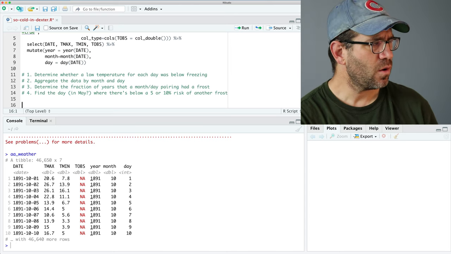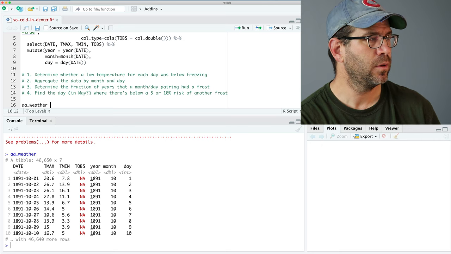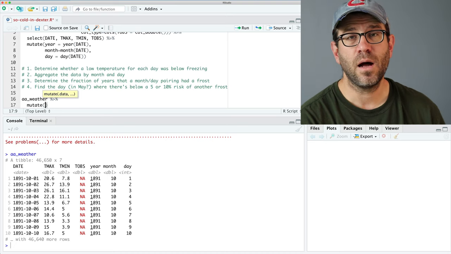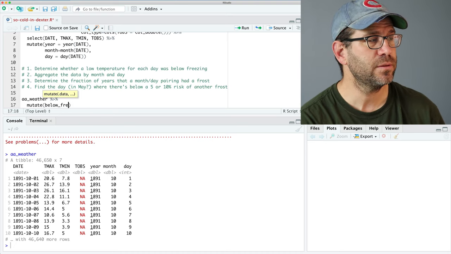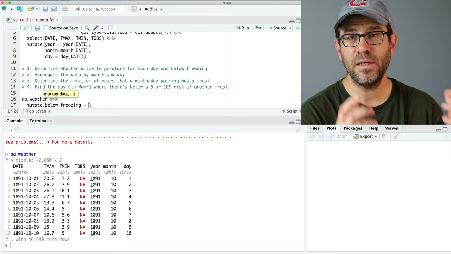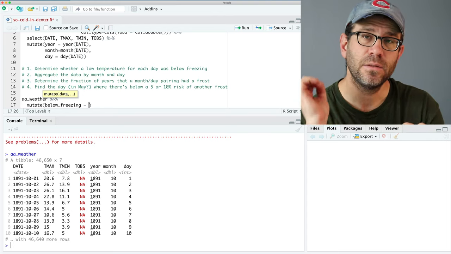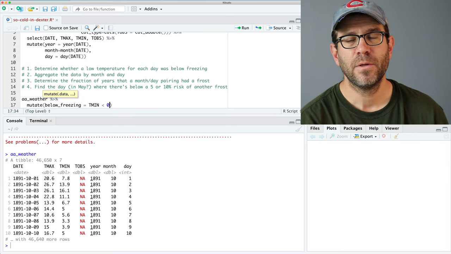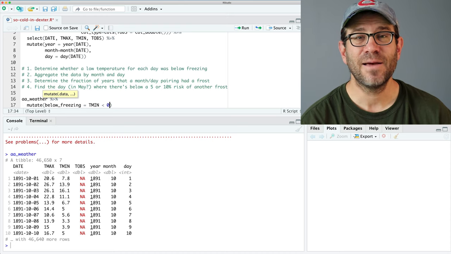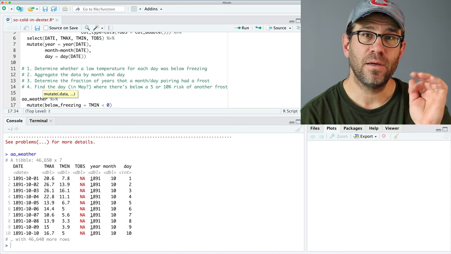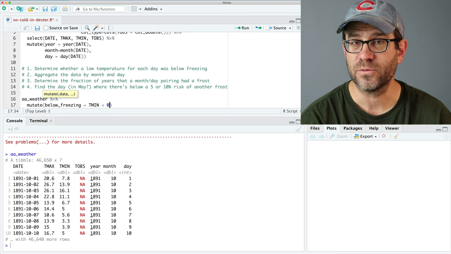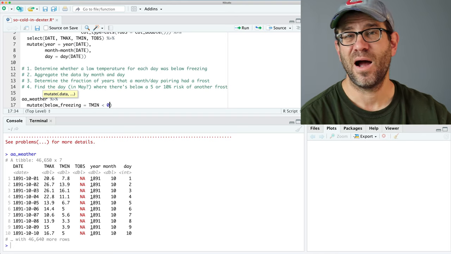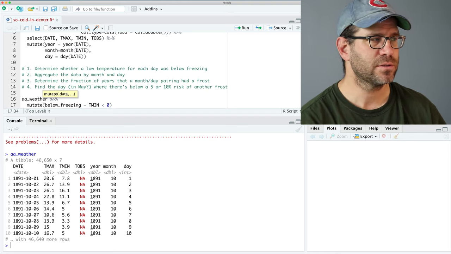So we're going to do AA weather, and I'll pipe that then into mutate to create a column or a variable called below freezing. And that then is going to be equal to, is the tmin lower than 0, okay? So we'll say tmin less than 0. As I was looking around at other websites, some websites said, well, is it going to be a soft freeze or a hard freeze or a severe freeze, right? So they might use different demarcations for defining those different levels of freezes. But for now, if it's below 0, I'm going to consider that a freeze, a frost.